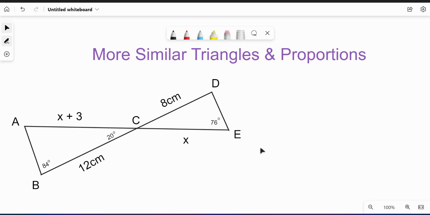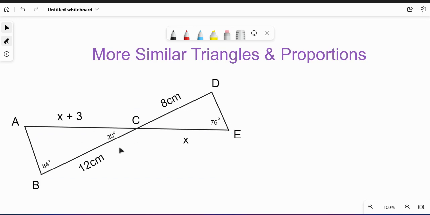Today's video, we're going to be looking at more similar triangles and determining whether they are similar or not, and then also figure out the dimensions of the triangles using proportions and a little bit more complex proportions than we did in our last lesson. So we're going to take a look. We have two triangles, ABC and CDE. We're going to first determine whether they are similar or not.